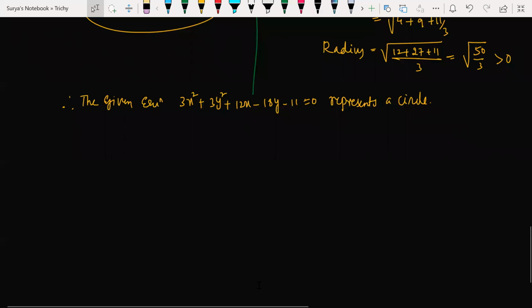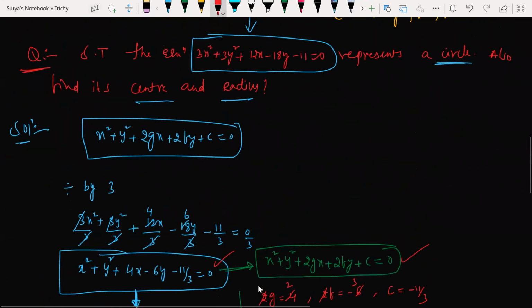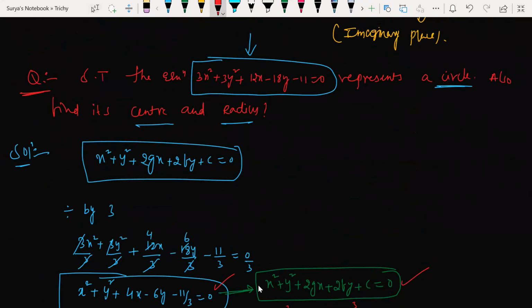Now we will solve the questions. I'll just give you an easy question. You just find the center of that particular equation. I'll give you the shortcut to find the center and radius. Let's say you have a question, beta: x square plus y square plus 2y plus 6x minus 7 is equal to 0. In the previous question, the equation was 3x square plus 3y square plus 12x minus 18y minus 11 is equal to 0.